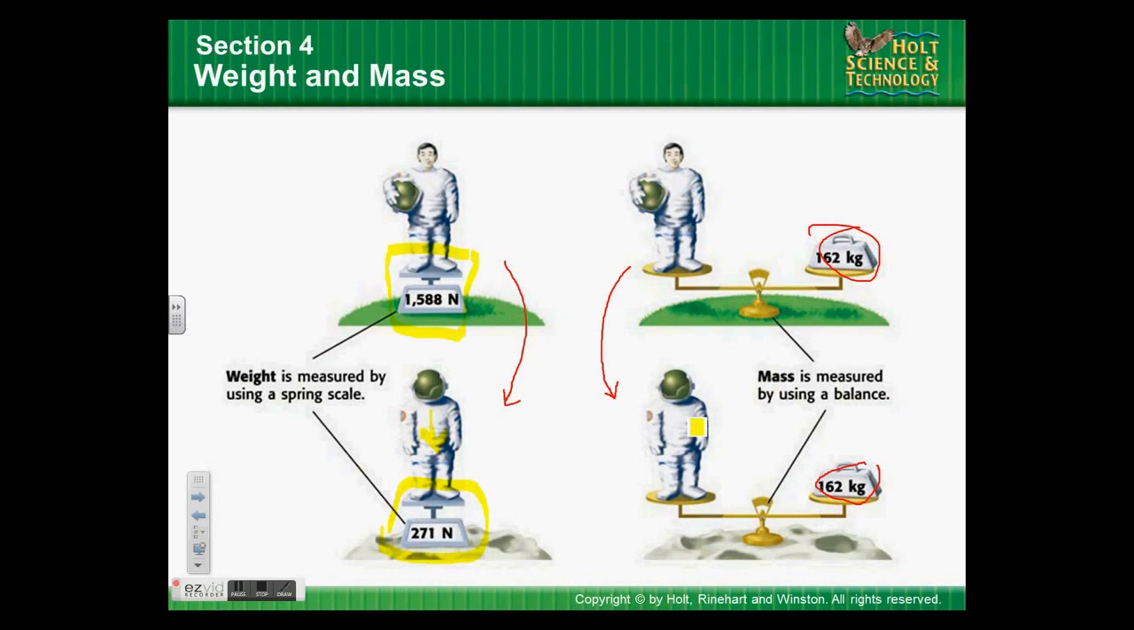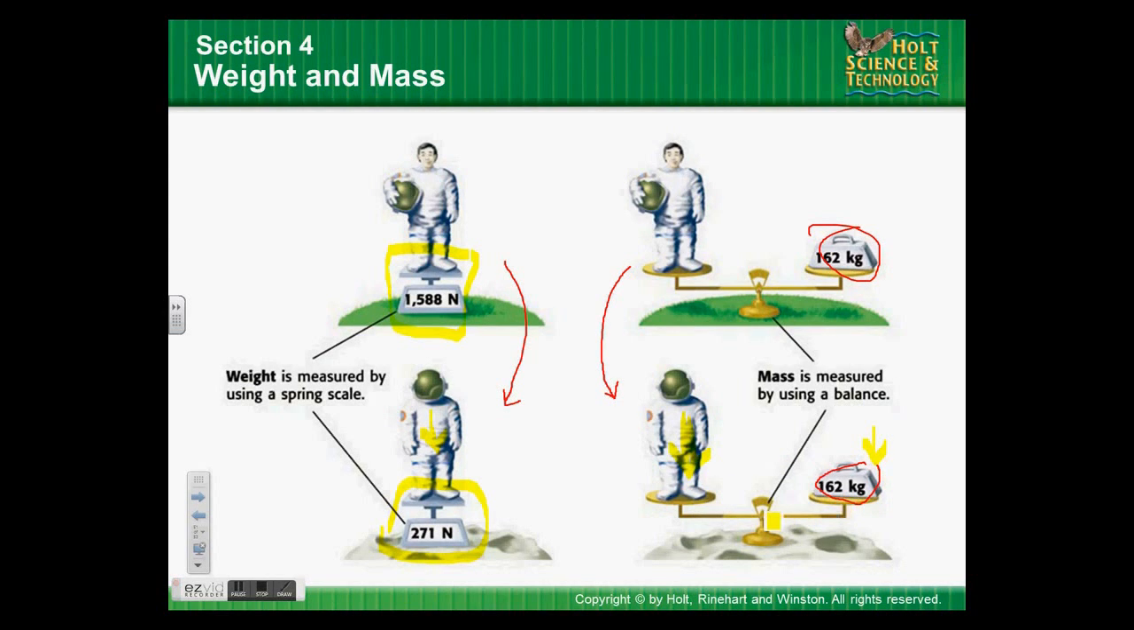I understand that. But wouldn't that also be true on the balance here? That the astronaut weighs less, he's pushing down less. So shouldn't this pan be pushed down less, which means the 162 kilograms would push down more and it would be unbalanced? That's the problem that a lot of people have with this idea. So what's the answer? Would this balance still be balanced?